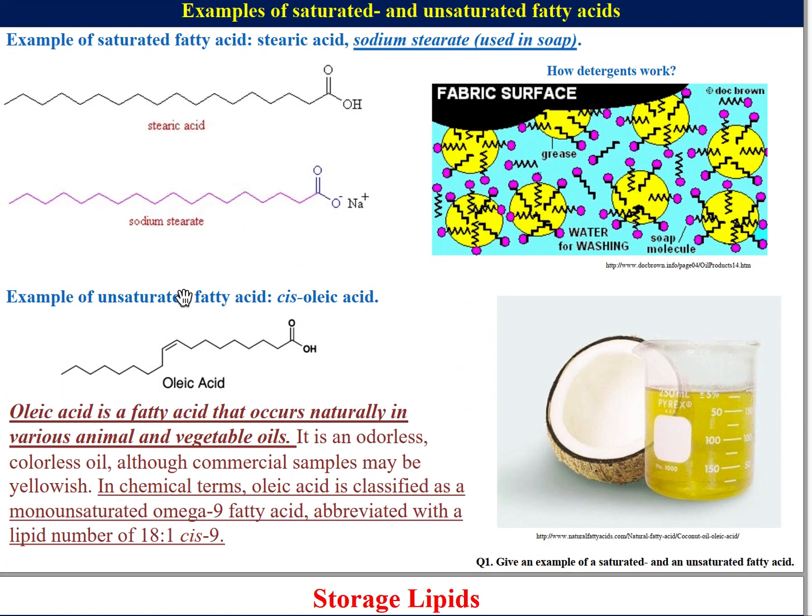So here is an example of a saturated fatty acid, stearic acid or sodium stearate, that is used in soap. And how this works, I think you already know from the class or previous classes, so I don't want to explain this one here. So here is an example of an unsaturated fatty acid called cis-oleic acid. Oleic acid is a fatty acid that occurs naturally in various animal and vegetable oils, and it is odorless and colorless, although commercial samples may be yellowish like here.